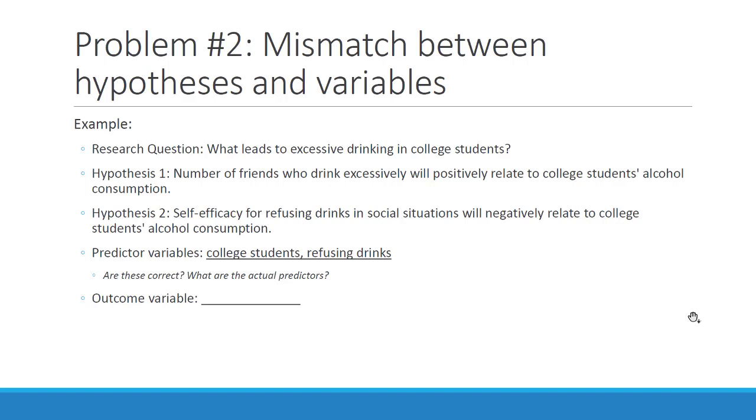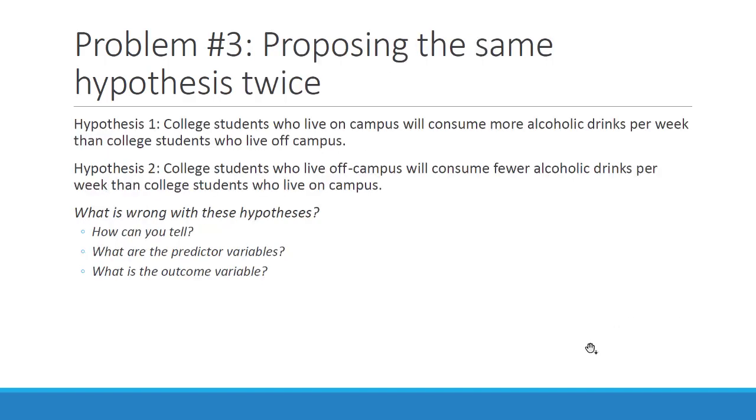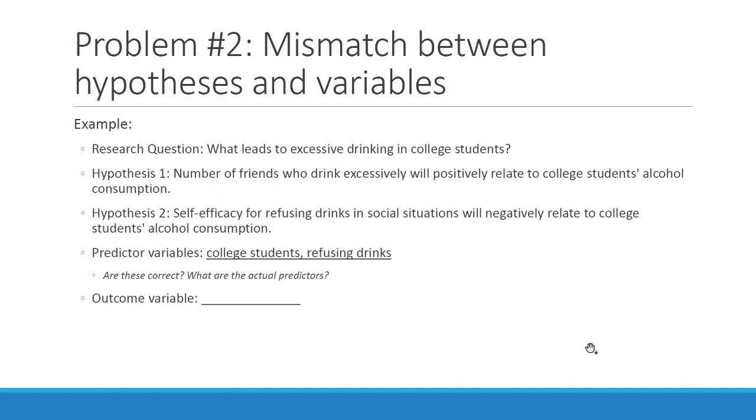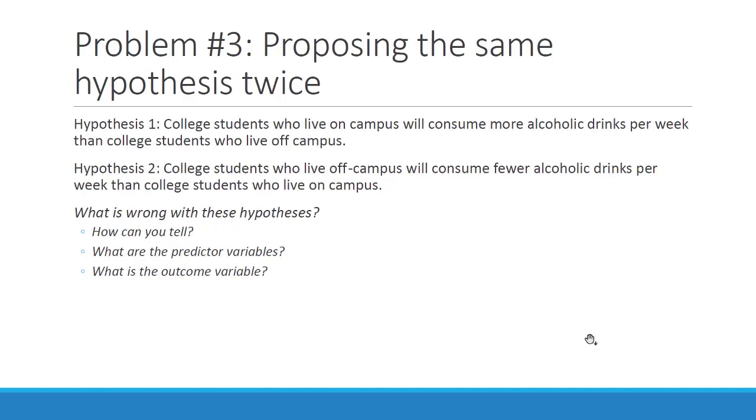Well, we went over it earlier. The outcome variable, again, is excessive drinking in college students. Or more specifically, excessive drinking. College students is our sample.